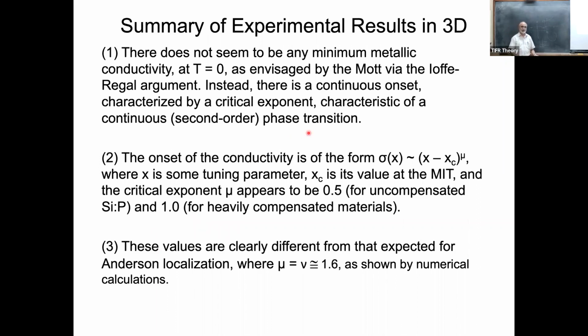Different experiments don't necessarily agree with each other. I only showed you some of the data. There are other data that should give you still other exponents. The onset is of a critical form. And if I have to say, in broad brushstrokes, the uncompensated material seems to be somewhere in the vicinity of 0.5, give or take 10-20%. And for heavily compensated materials, it's close to 1. So there are different exponents, saying that the uncompensated and compensated materials belong to different universality classes.